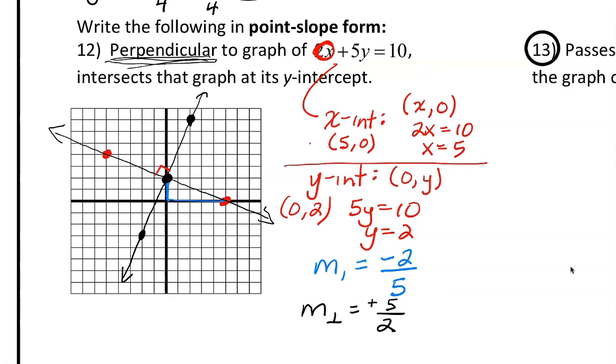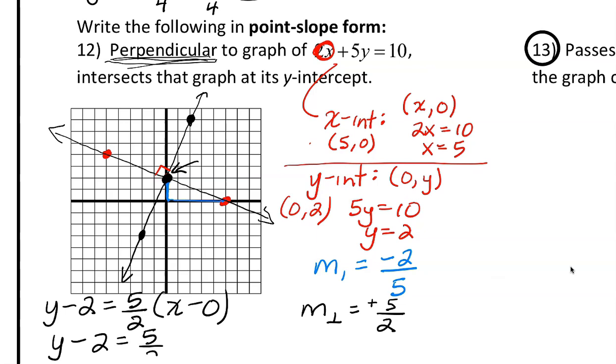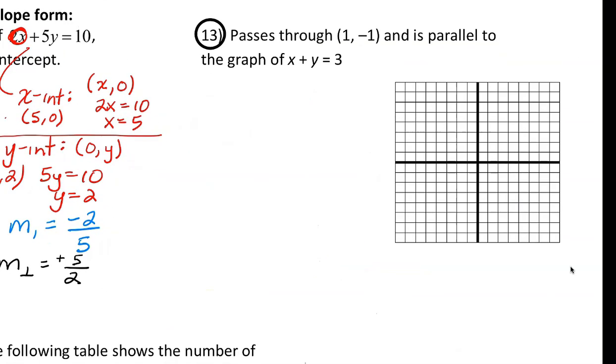So to write our equation, we would have the intersection right there is (0, 2). So we'd have y minus 2, the y-intercept, equals 5 over 2 times x minus 0. That would be the point-slope form of the equation. We can clean it up a little bit and say y minus 2 equals 5 over 2x. But this would be our equation in point-slope form. Number 13 is for you, so that'll be a try this later on Schoology.